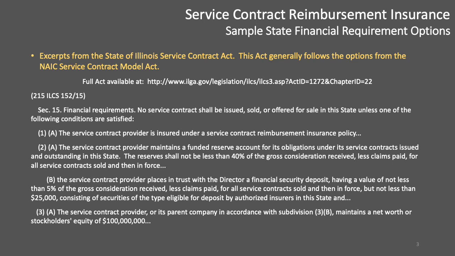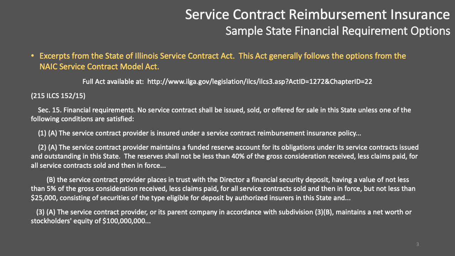for all the obligations that are outstanding in that state. The reserves need to be, in this example, 40% of the gross consideration received, which is what the consumer pays, less claims that are paid, for all the service contracts that are then active and in force. In addition to the 40%, an additional $25,000 or 5% also needs to be held, and it needs to be placed in trust with the Director of Insurance as an additional deposit. So it's $25,000 minimum or 5%, whichever is the greater number, and that is along with the 40%.